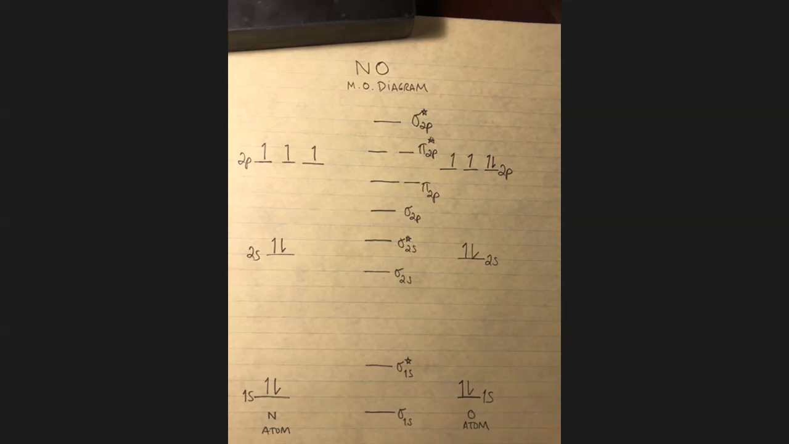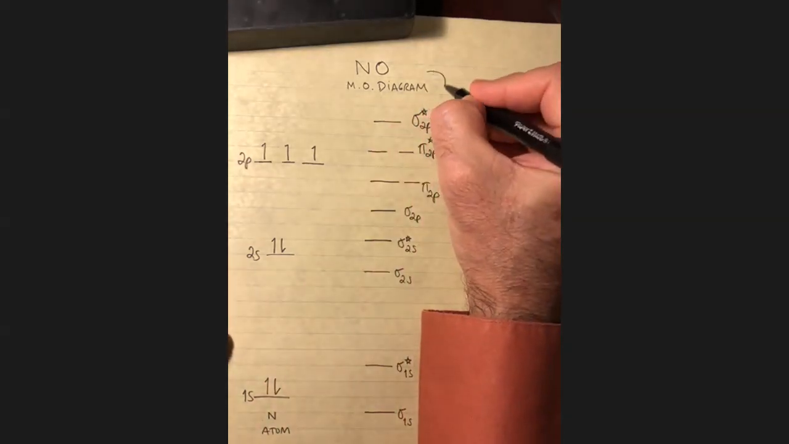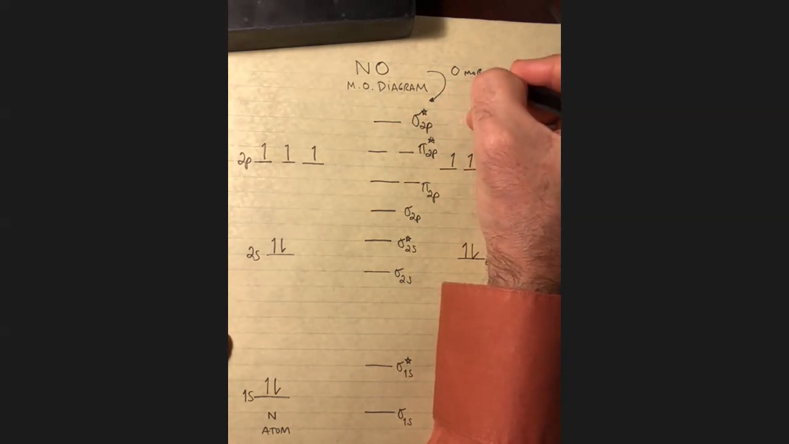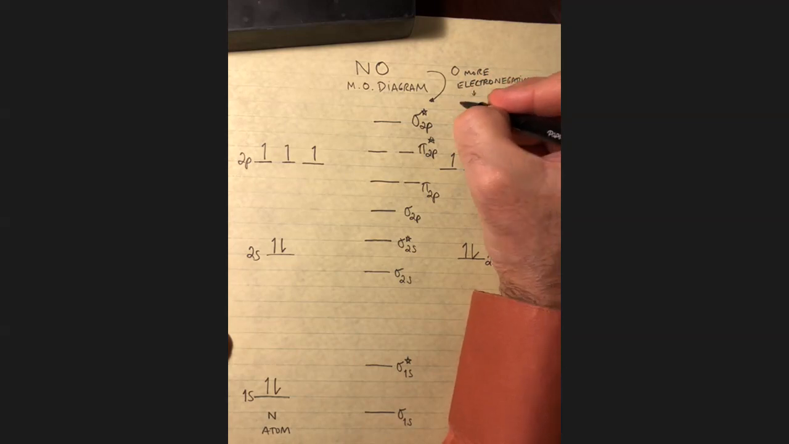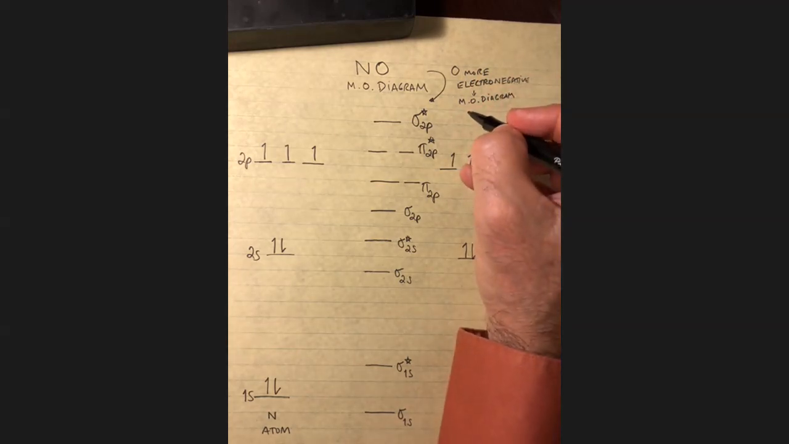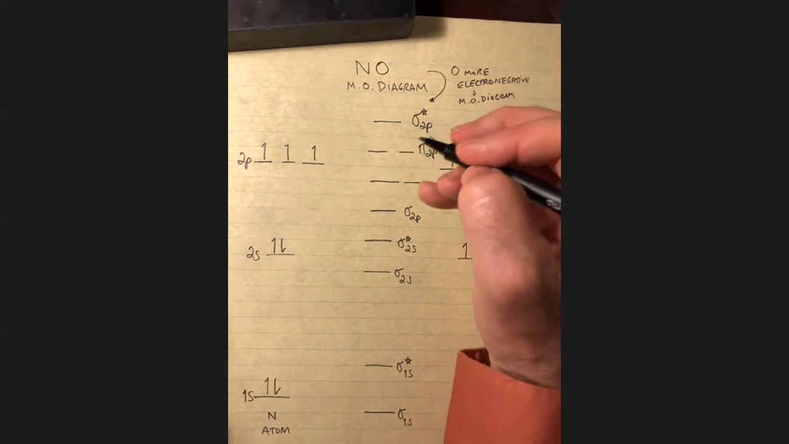Now, in this case, we are combining two different atoms. And since nitrogen belongs to the left side of the second period and oxygen to the right side, the question is which set of molecular orbitals we're going to use. Because oxygen is more electronegative, we're going to say that the molecular orbital diagram is the one that oxygen follows. It's kind of going to dominate here. It's going to set the rules.